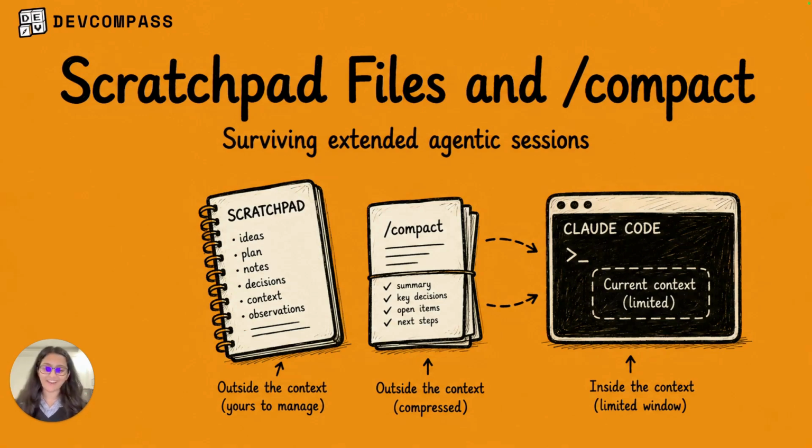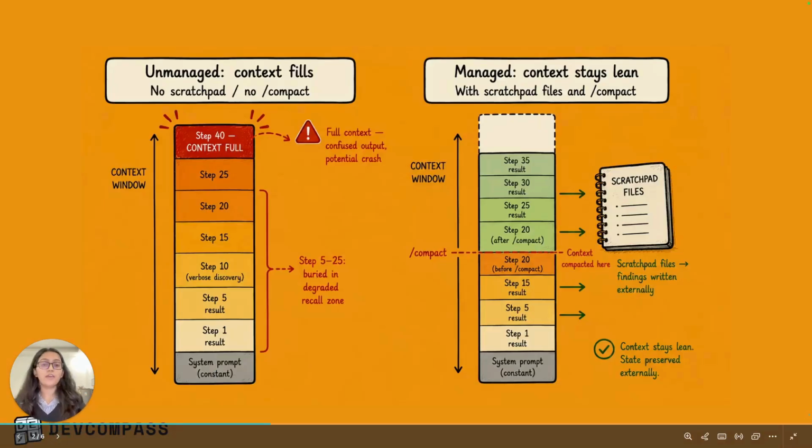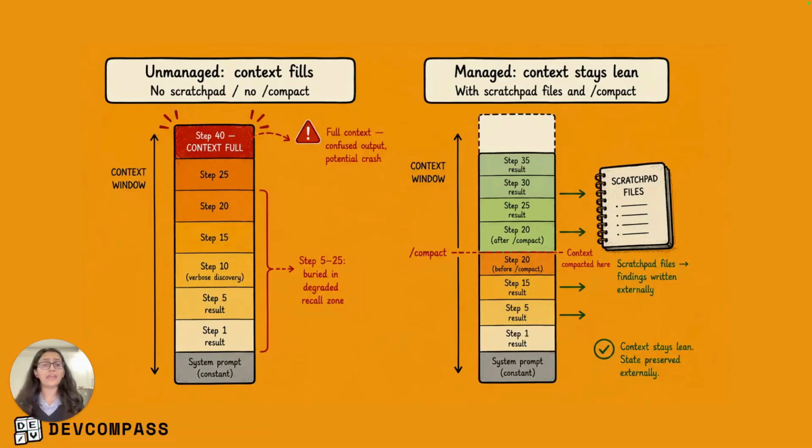So let's get started. The core problem with extended sessions is that the context window is finite and it fills up really quickly. If you look at the left side of the diagram, context growth in a long session without management, it starts with the system prompt at the first task, and we have discussed it before. By step 10, verbose discovery results are in there. All the file listings, all the intermediate observations. By step 25, earlier decisions and file reads are pushing important state towards the middle. By step 40, the context is full.